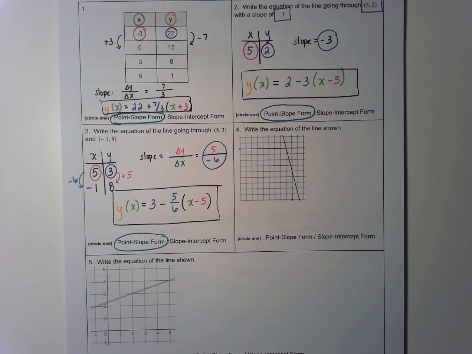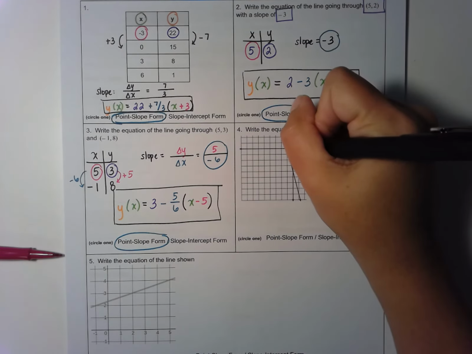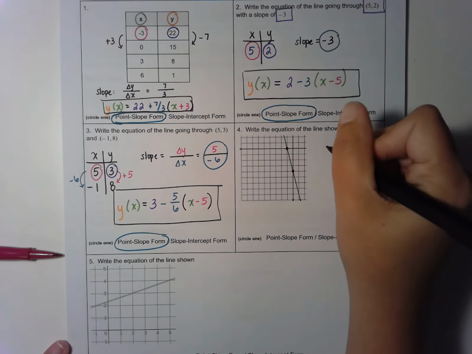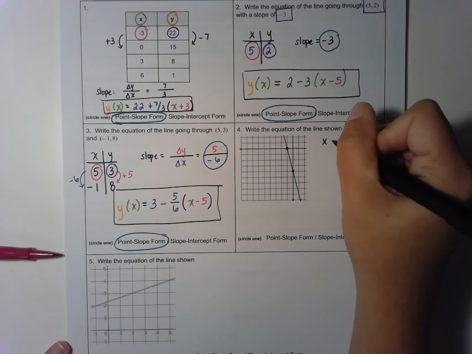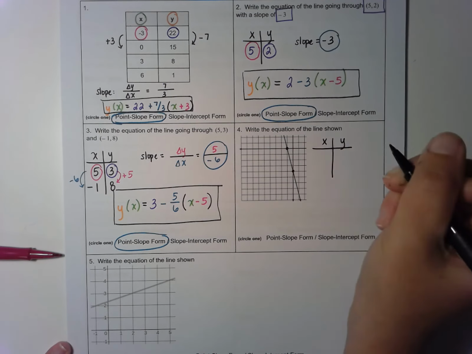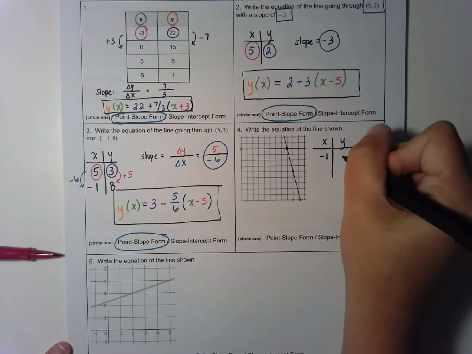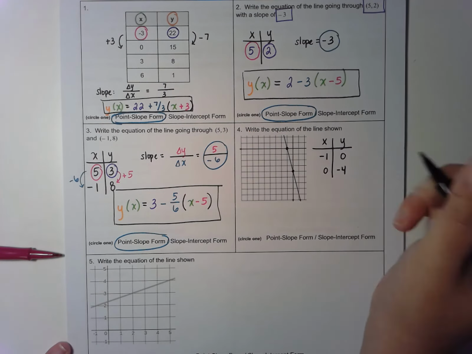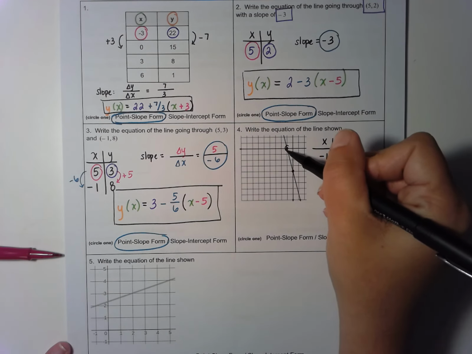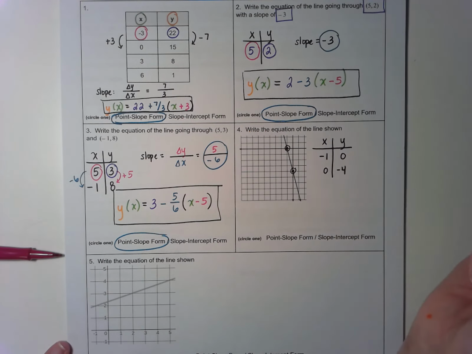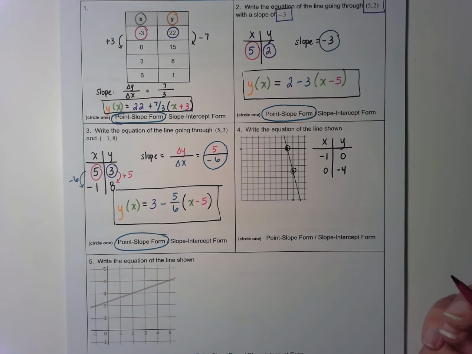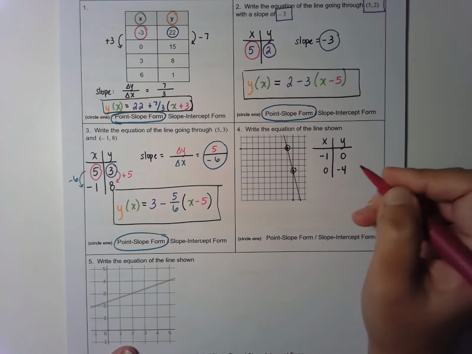For the next problem, my suggestion is going to be to find 2 nice points on the graph. So here are the 2 nice points. I'm going to make an XY table. My first point is -1, 0, and my next point is 0, -4. So for this point, it's left 1, up 0, and this point is over 0, down 4. Now we can find our slope in a couple different ways. We could do it from the table or from the graph.